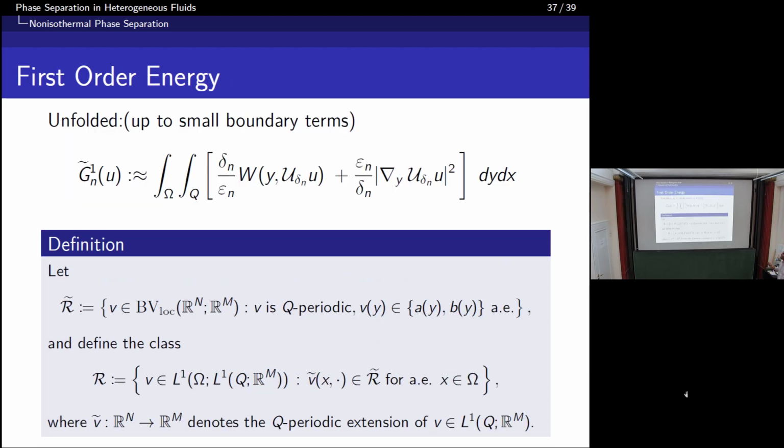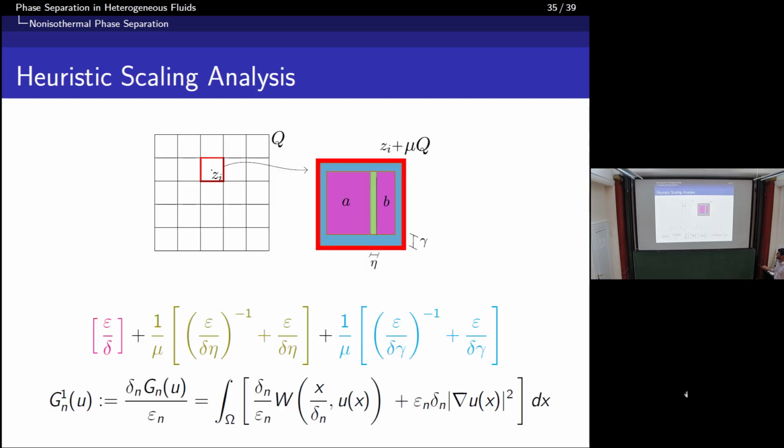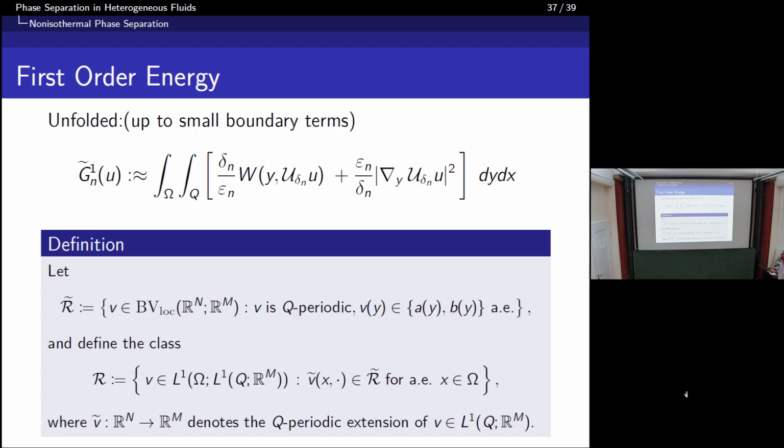And why do you have this compactness? Because you have this energy, which has no special form that I would think about. But if you unfold it, you can see that this has exactly this Modica-Mortola structure in the cube, where you have something small here, and then 1 over that something small. So it becomes a Modica-Mortola in this product space.